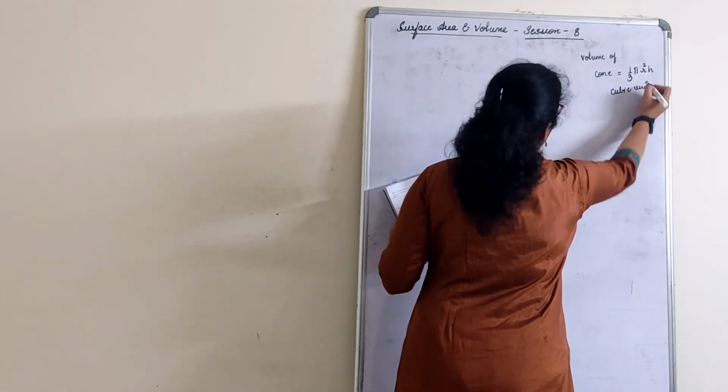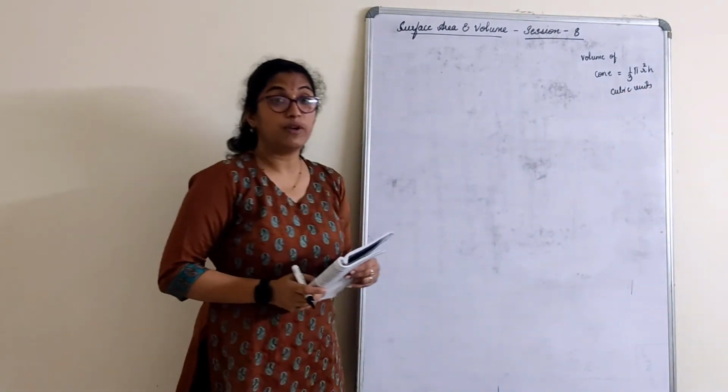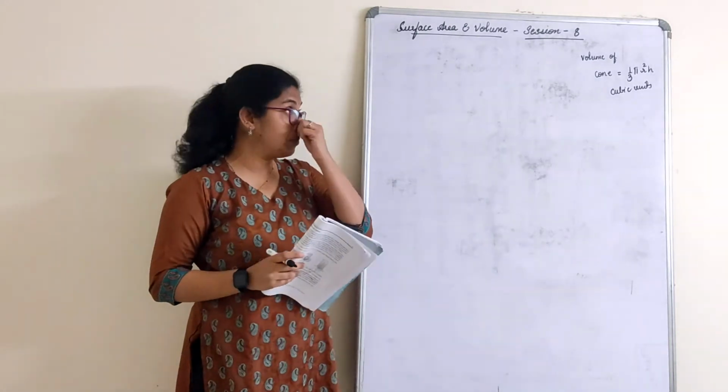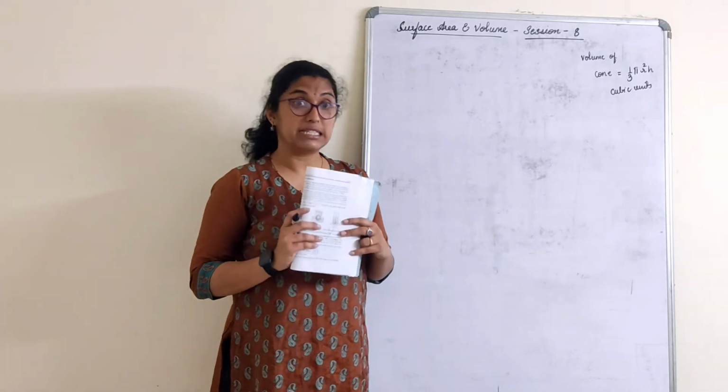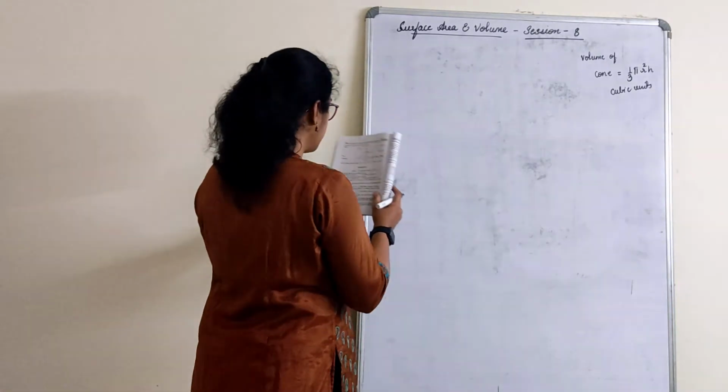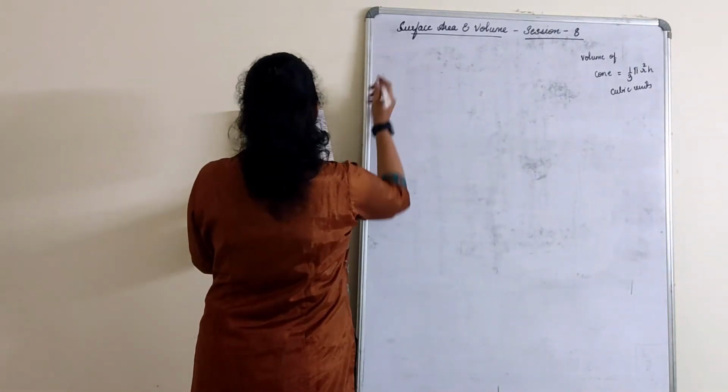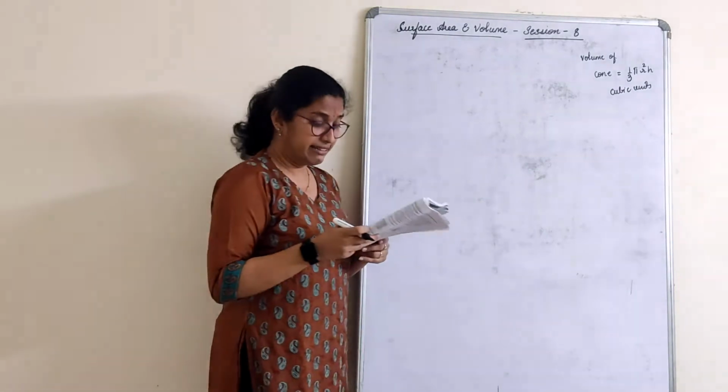So in volume we have h. We don't require slant height in volume, but in CSA and TSA of a cone we require slant height. Let's quickly start with the numericals. They are very simple. Some questions are direct here.